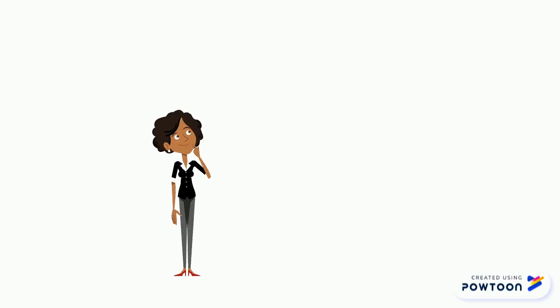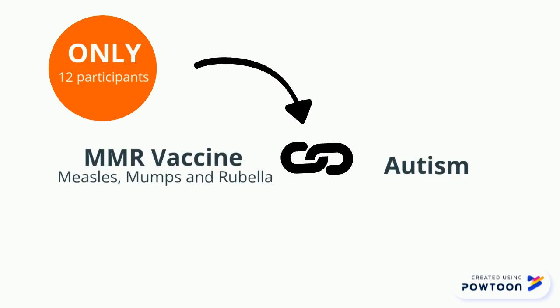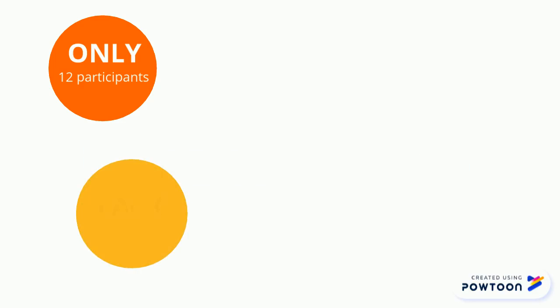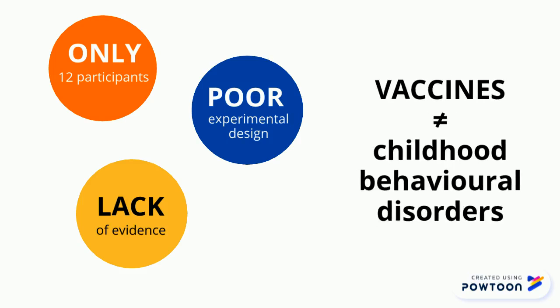Even though there are some who are skeptical and link vaccines to autism, this has been largely disproved. The main study that caused this displaced fear was done with only 12 subjects and linked the MMR vaccine to autism, MMR standing for mumps, measles, and rubella. Since then, the study has been debunked due to lack of evidence and inappropriate experimental design, and recent investigations have found no link to vaccines and any childhood behavioral disorders.